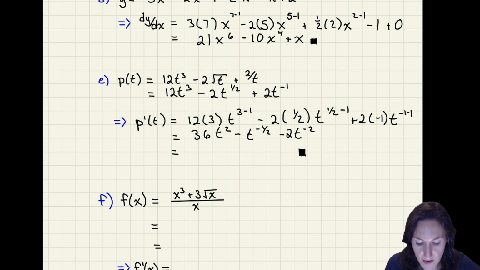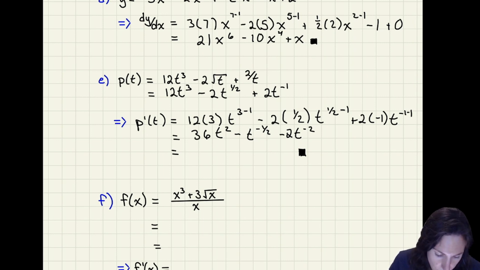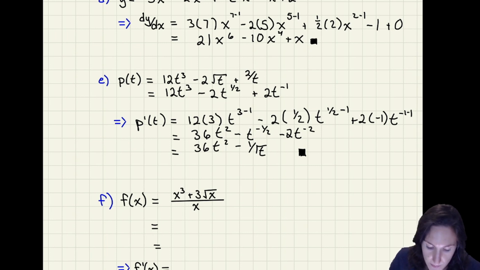Now again, if I asked you to put this into positive exponents only, we would have to write it like 36t squared minus 1 over t to the 1/2, or again, if you wanted to, you could do the square root of t, and then minus 2 over t squared.